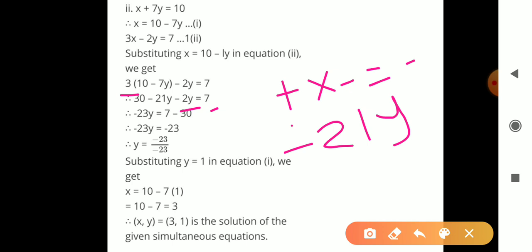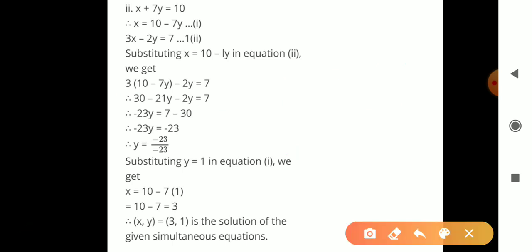Then see, here one more step is there. So minus 21y and minus 2y, minus minus becomes addition, and the sign of the answer is again minus, the sign of both. So minus 21 and minus 2 become 23, so this is minus 23y. This plus 30 transfers to the right side, so becomes minus 30 to 7. So minus 23y is equal to 7 and minus 30.